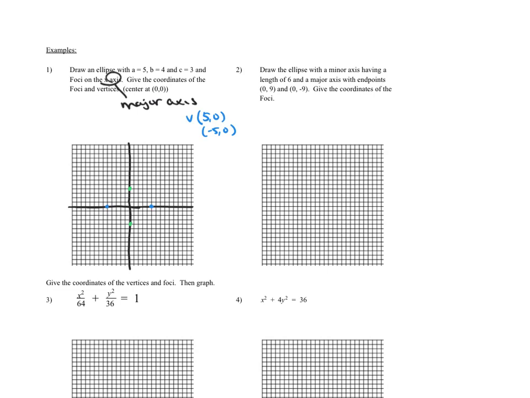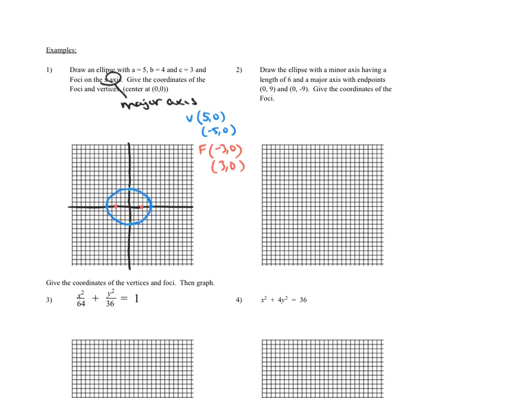And then our foci are 3 units from the center. So I can mark them with little x's. We can give their coordinates as (-3, 0) and (3, 0). And then we need to connect this. It basically looks like a football, so try and make it not so lumpy. And we've now drawn our first ellipse.